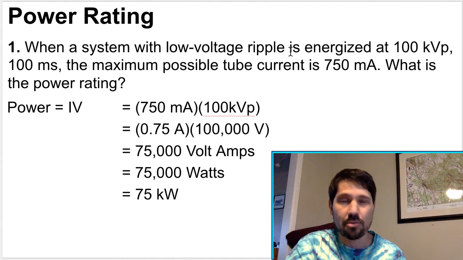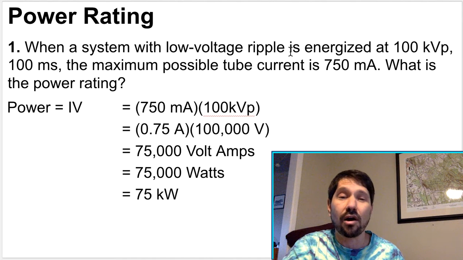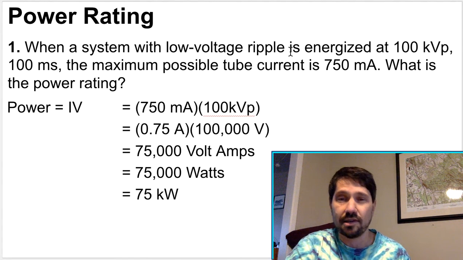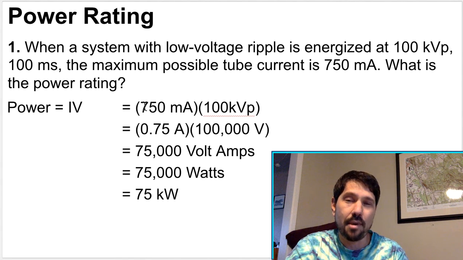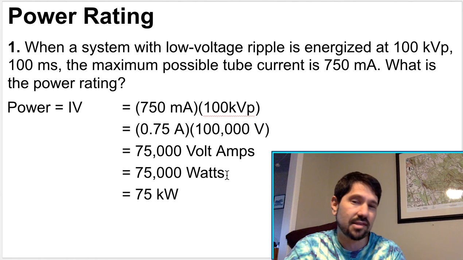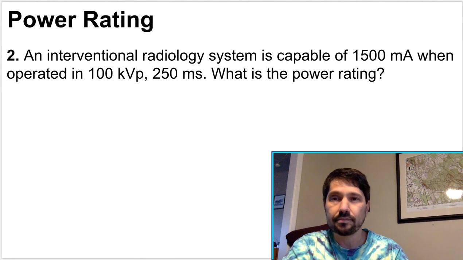Single phase has 100% ripple. Low voltage ripple is representative of all our other waveforms like high frequency. So I don't have to multiply by 0.7, and I just multiply on through. 3/4 of an amp times 100,000 volts gets me my 75,000 watts.